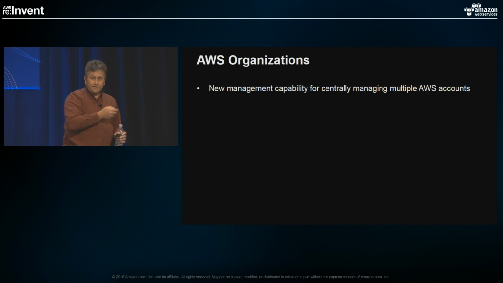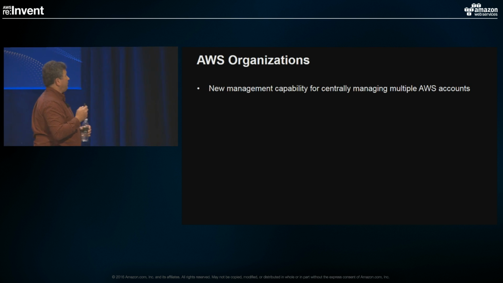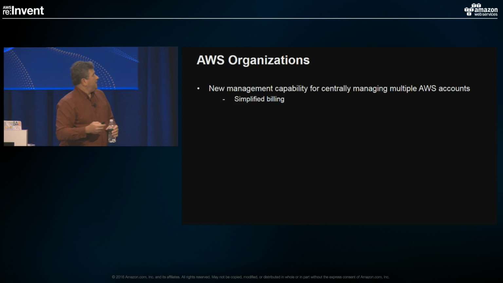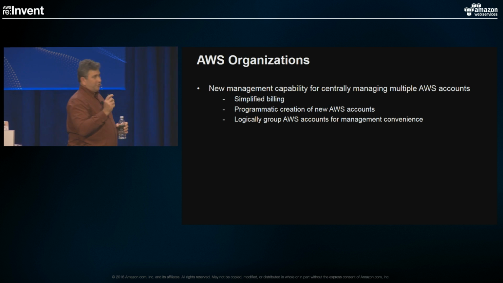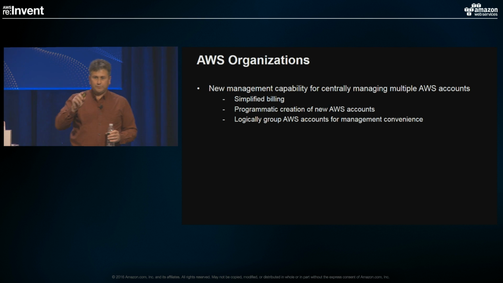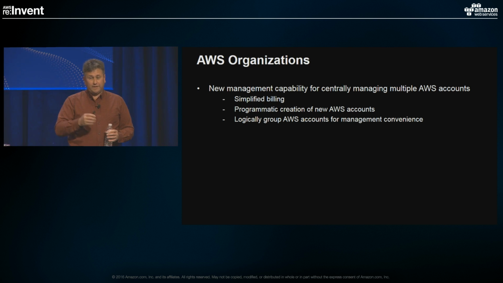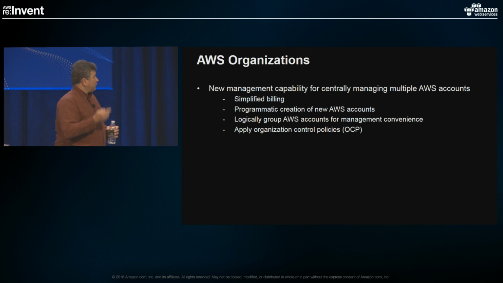I told you about Organizations coming, right? It's a new management capability for centrally managing multiple AWS accounts. Simplified billing, programmatic creation. We are really excited about this programmatic creation because if you tell me you want me to create 50 accounts, and you give me that list of 50 accounts, I can now create them for you. You don't even need to go through the hassle of doing all this stuff. We're excited about that. We're so excited about it that we're not going to be able to do anything with it for a while, but that's okay. We're still excited about it.